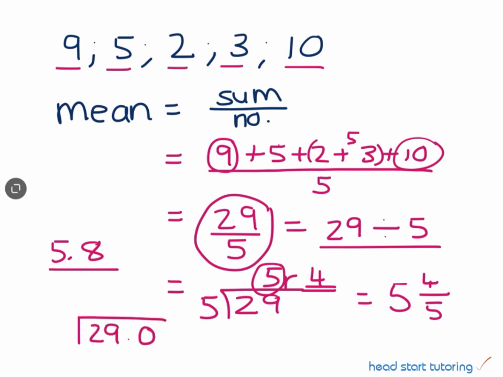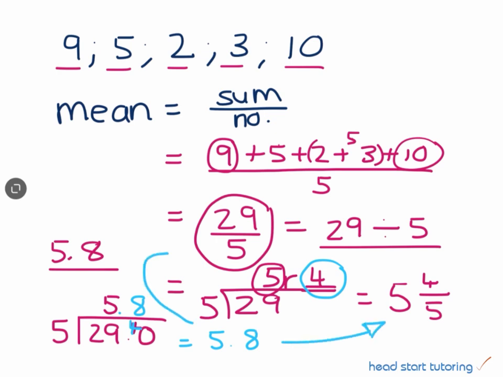And just to show you how we can do that in our division as well, we can write 29.0 divided by 5. 29.0 divided by 5, we would still get an answer of 5 when we say 29 divided by 5. Instead of putting our remainder at the top, as we did here, we put our remainder there. So 5 into 40 gives us an answer of 8. So there we have it, 5.8, which is the same as 5 and 4 over 5, which is the same as 29 over 5.